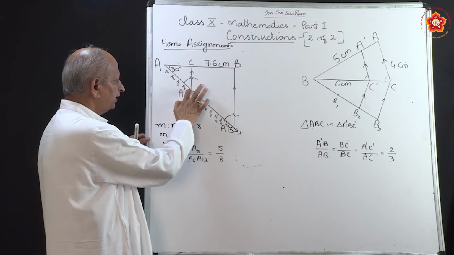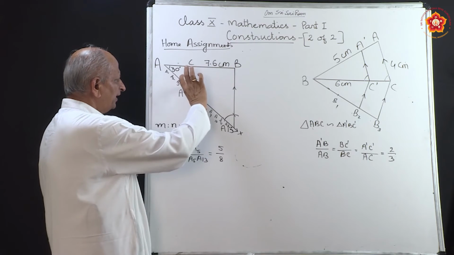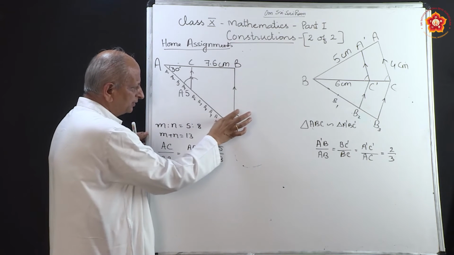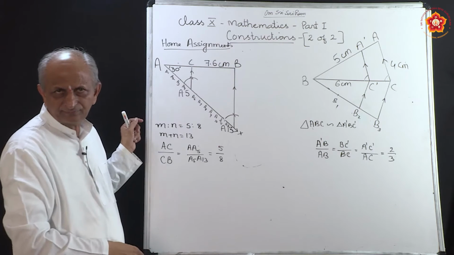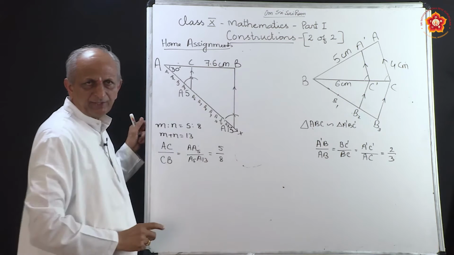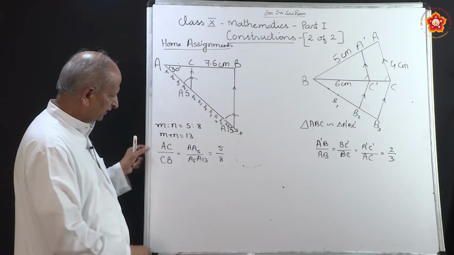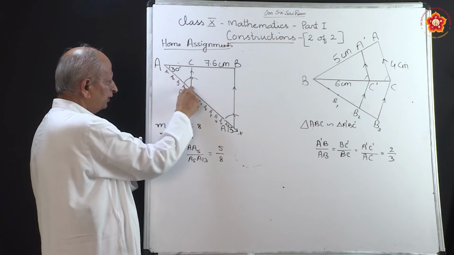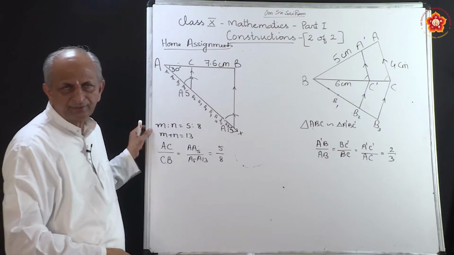So, here you have to take compasses and draw an arc, same radius you draw one more arc here, and with the same radius you cut off one more arc here. So, you get what are called parallel lines, that is all. So, what you have done now is the line AB is cut into 2 parts in the ratio of 5 is to 8, that is AC by CB is equal to AA5 by A5A13 is equal to 5 by 8. Is it all right?